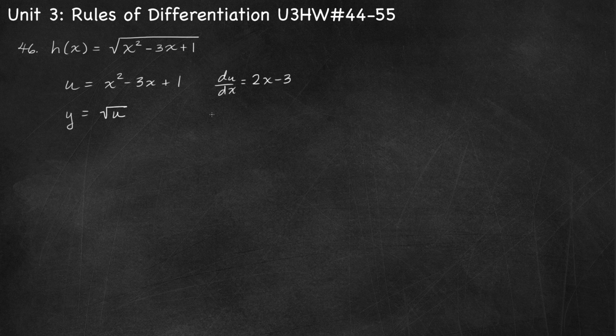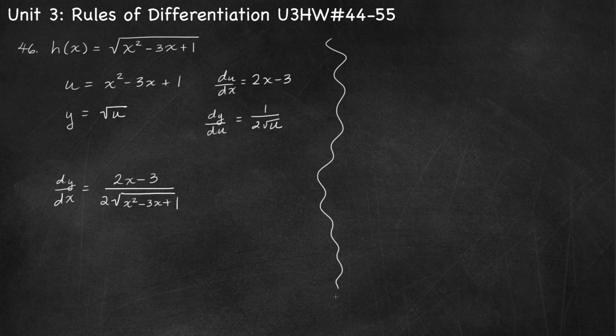The derivative of my outside function is my dy du, and that's equal to 1 over 2 times the square root of u. So dy dx, which is my derivative that I'm looking for, my h prime of x, is just going to be the product of those two things. So it's going to be (2x minus 3) over 2 times the square root of u, and u is x squared minus 3x plus 1.